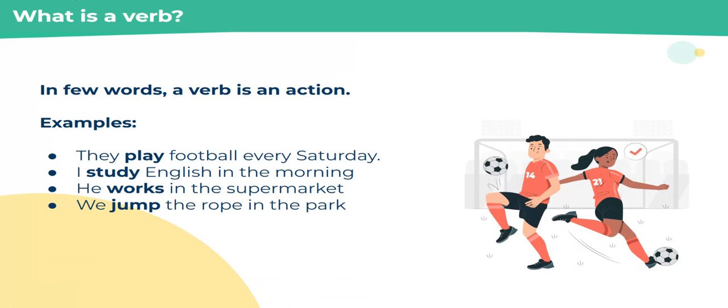So what is a verb? Well, in a few words, a verb is an action word. We have some examples here. They play football every Saturday. I study English in the morning. He works in the supermarket. We jump the rope in the park. The verbs there: play, study, works, and jump.